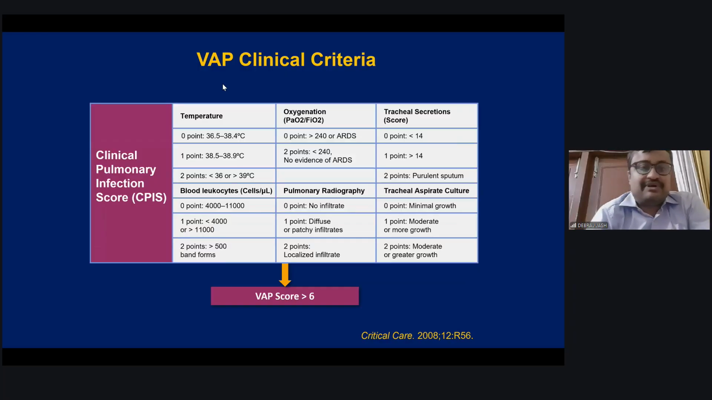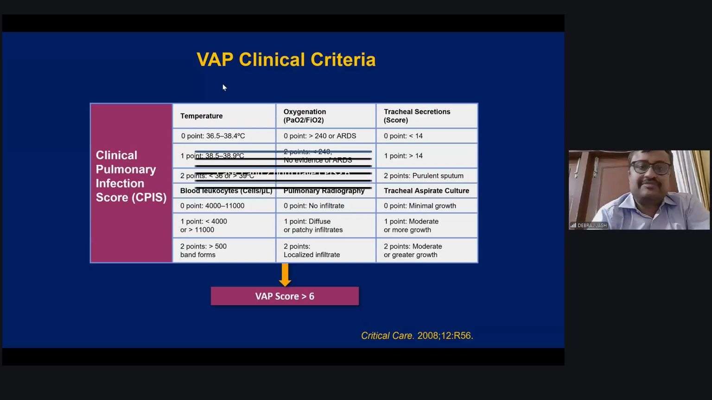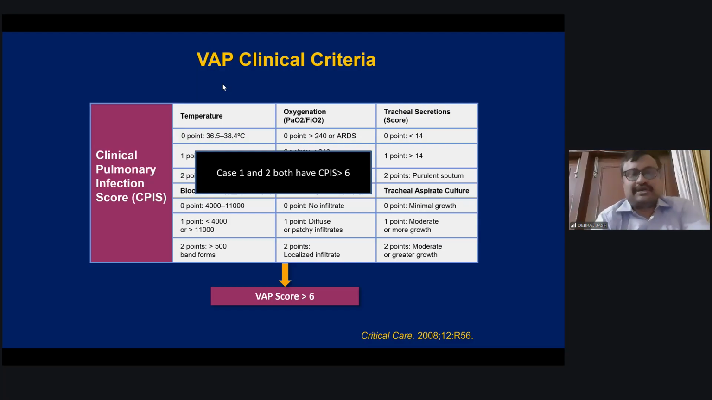Another very important one is the clinical pulmonary infection score. What do we mean? There are 6 components. First one, temperature. Second one, oxygenation. Third one, tracheal secretion. Fourth one, blood leukocytes. Fifth one, chest X-ray. And sixth one, tracheal aspirate culture. So there are different scorings. If the CPIS is greater than 6, then we will call it ventilator associated pneumonia.